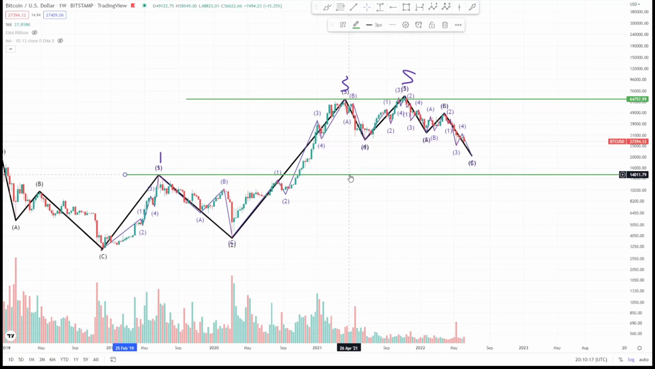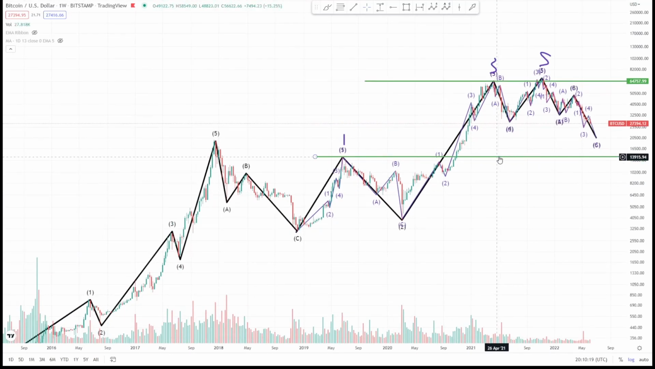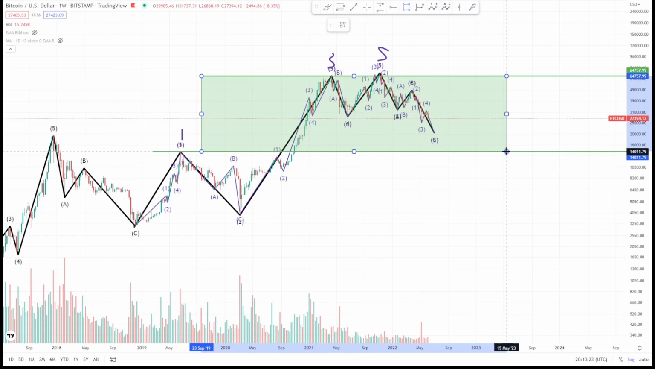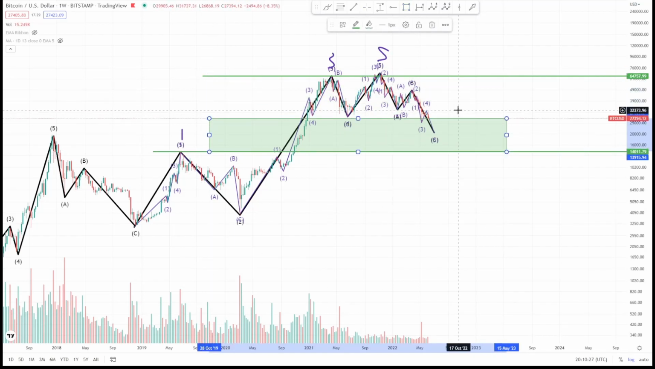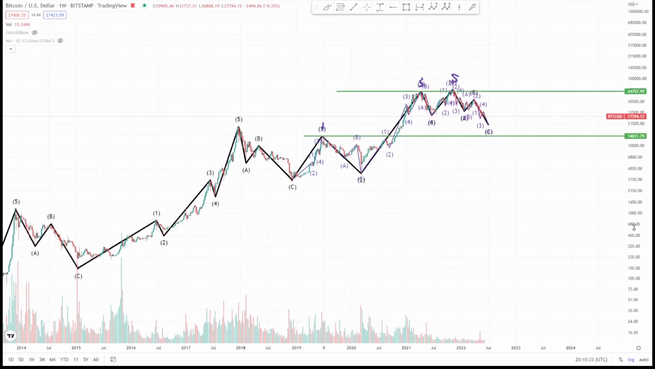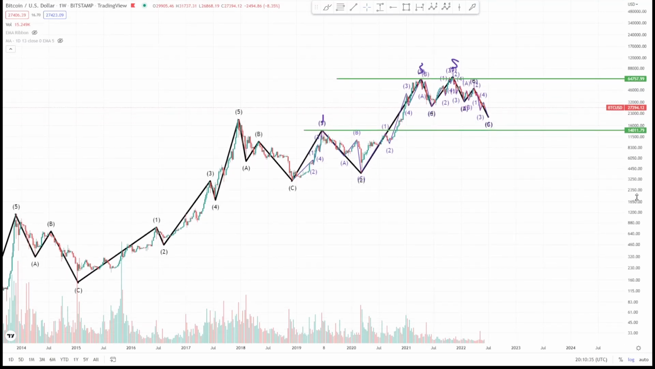This is just my subjective opinion. However, we are going to bottom within this range. And I know this is very unspecific, specifically because from where we are now, this is a big range between 27,000 and 14,000.